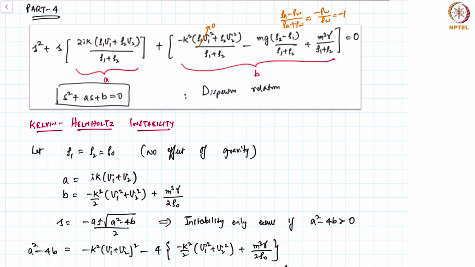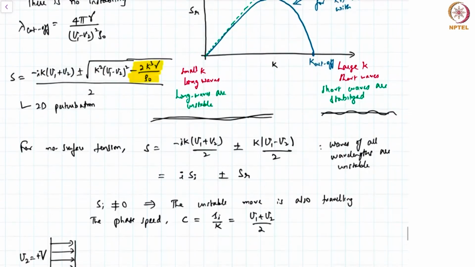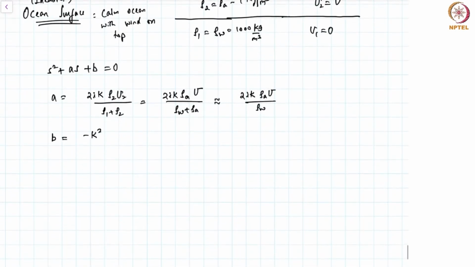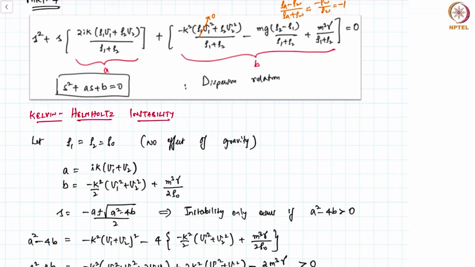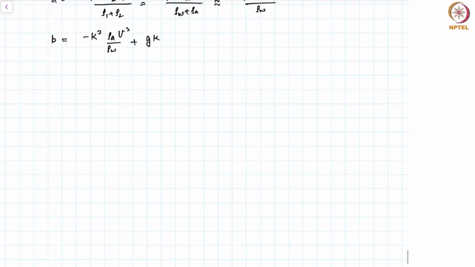So in the 2D limit, for the 2D perturbation, we simply have minus k squared rho air U squared by rho W plus g k. We will also consider a situation with surface tension. What's the value of the surface tension that we have here? I have plus k cubed gamma by rho W. This is basically the final expression that we have here.